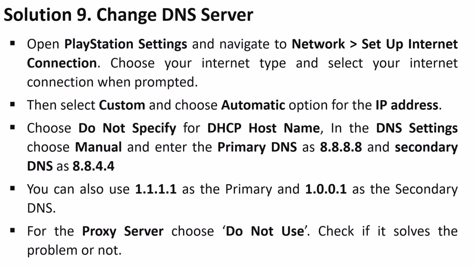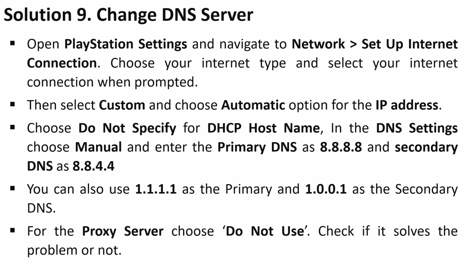Solution 9 is to change DNS server. Open PlayStation settings and navigate to network, set up internet connection. Choose your internet type and select your internet connection when prompted. Then select custom and choose automatic option for the IP address. Choose don't specify for the DHCP hostname. Now in the DNS settings choose manual and in the primary DNS enter 8.8.8.8 and in secondary DNS enter 8.8.4.4.